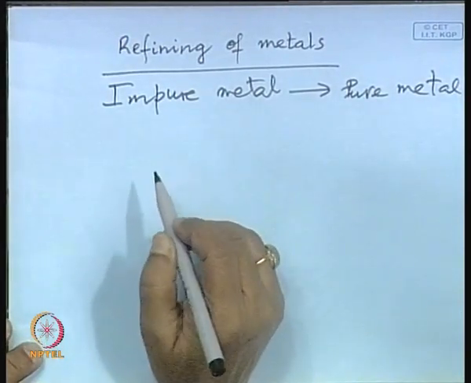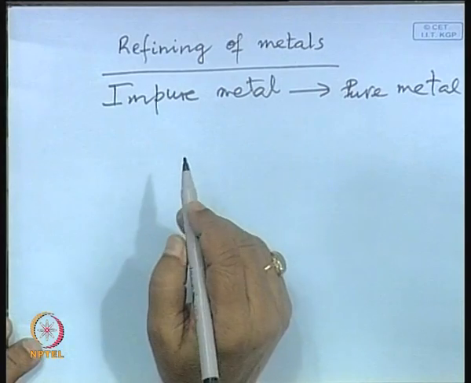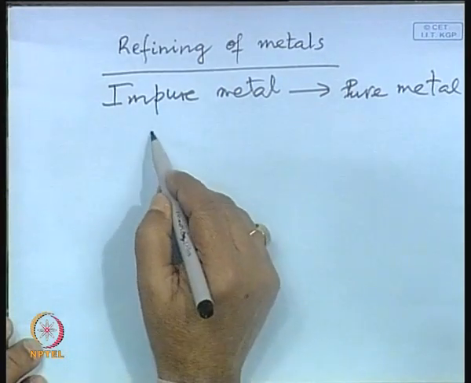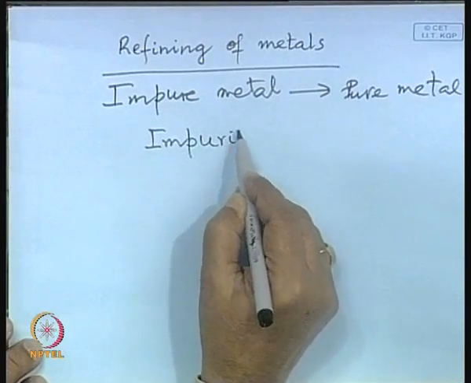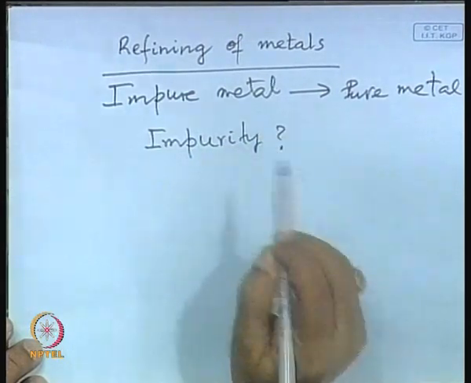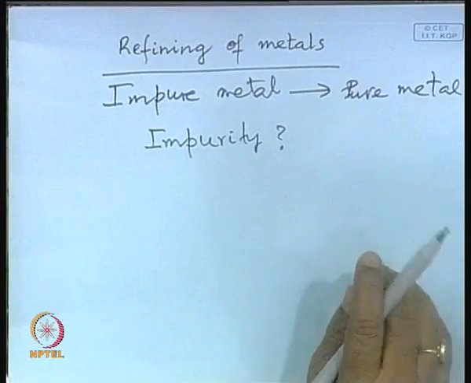Now, I think we should first be very clear as to what we mean by the word impurity. Theoretically speaking, there is nothing in this world which is totally pure. It is because we have no method of knowing if something is totally pure.